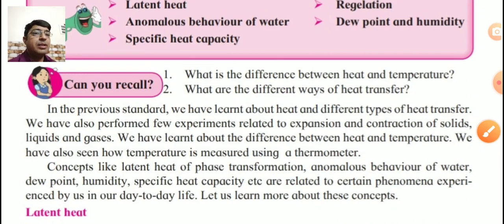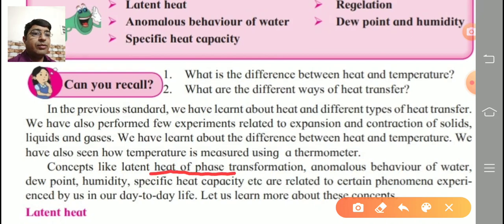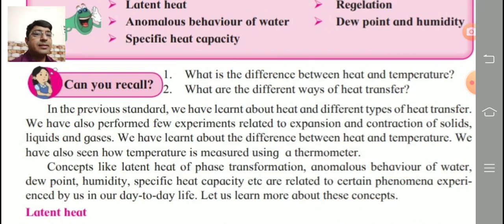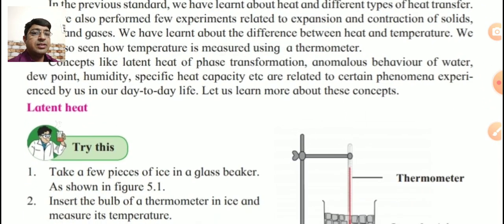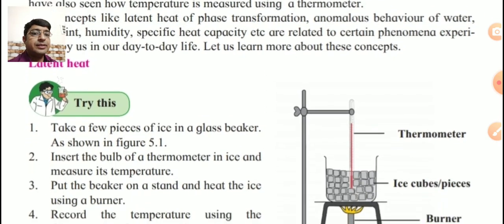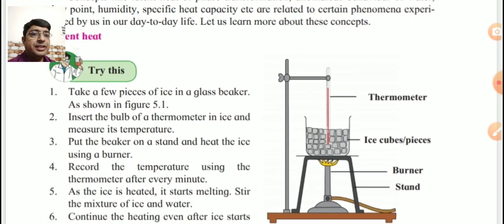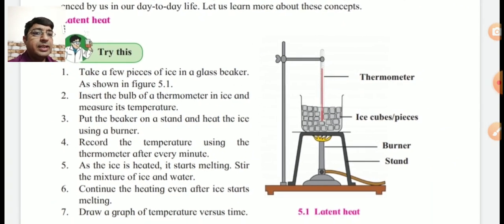Next, concepts like latent heat of phase transformation, anomalous behavior of water, dew point, humidity, specific heat capacity, etc. are related to certain phenomena experienced by us in our day-to-day life. Let us learn in more detail about these concepts. So the first concept given here is latent heat. One activity is given, so all of you read this activity properly and carefully.